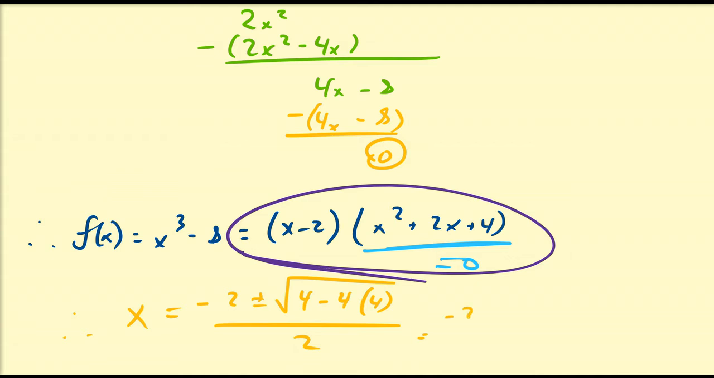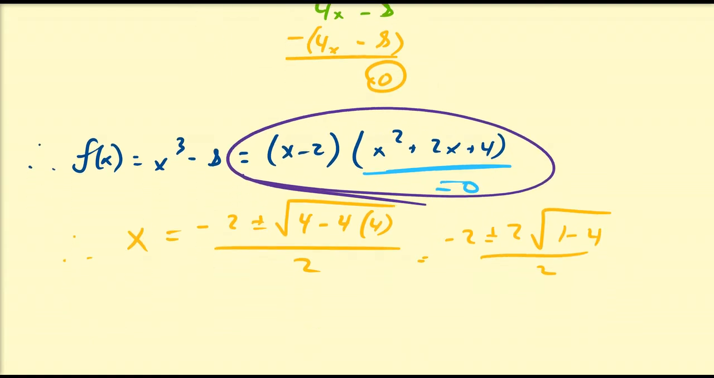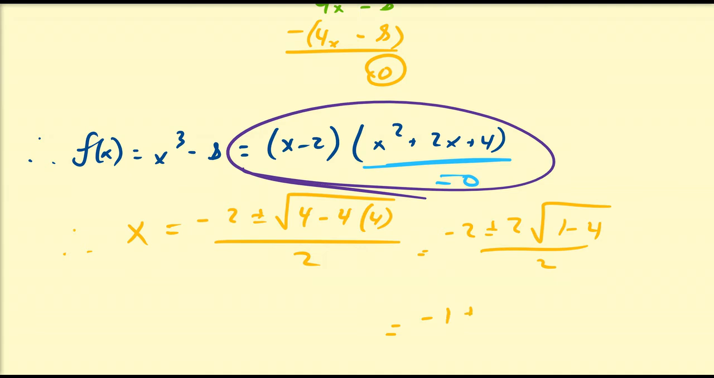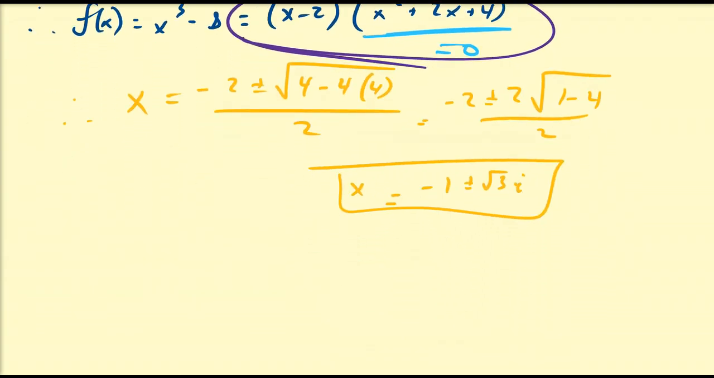So that is of course equal to minus 2 plus or minus 2 times the square root of 1 minus 4 all over 2, which is the same thing as negative 1 plus or minus the square root of 3i, if you're familiar with complex numbers. So now we have our answers.